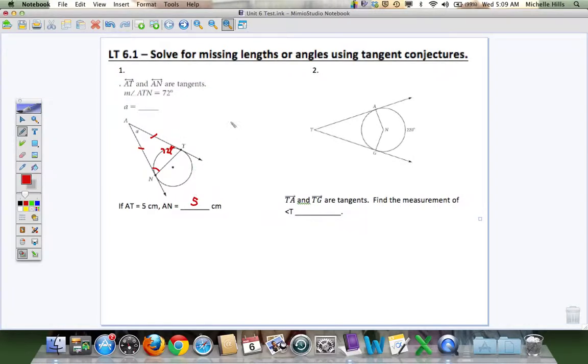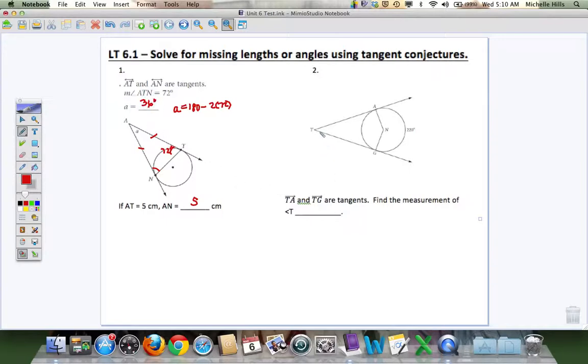So the work I need to show here is to find A, I'm going to take 180 degrees for the entire triangle and subtract out 72 twice, or 2 times 72 if I want to show my work this way. I could also put minus 72 and then minus 72 again. So A is 36 degrees.